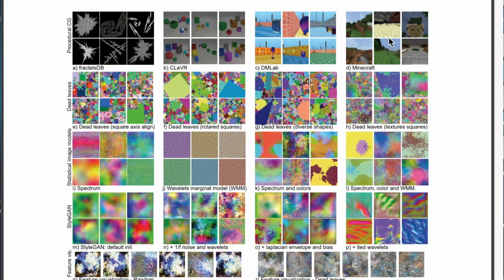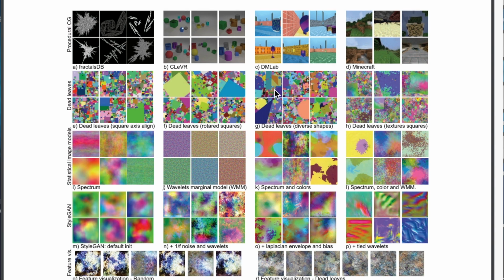And then these are two simulated environments. Say the sim-to-real thing: we have the CLEVR benchmark, where you have these generated objects in the space, then DMLab, and then Minecraft. So exploring other simulated environments that are synthetic data, compared to using real data for self-supervised learning.